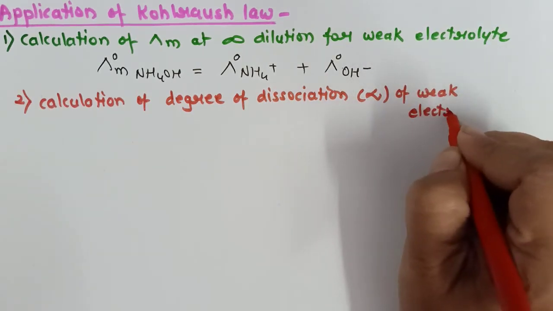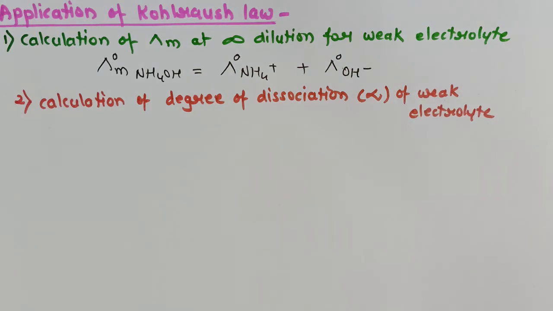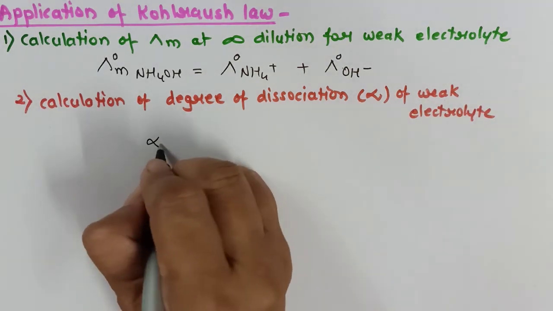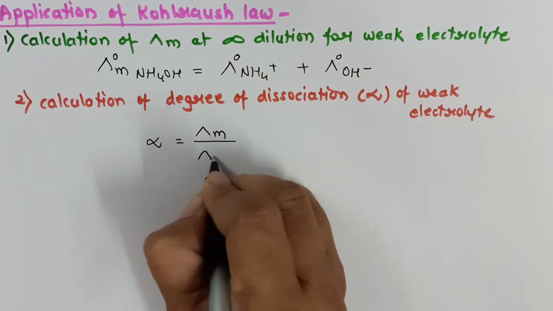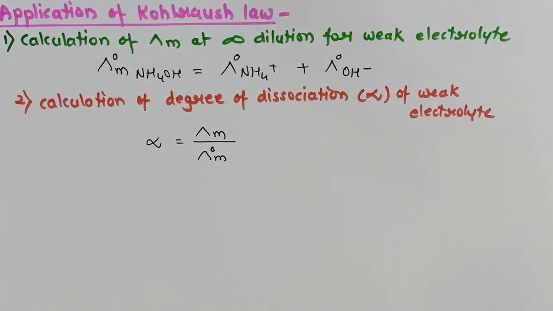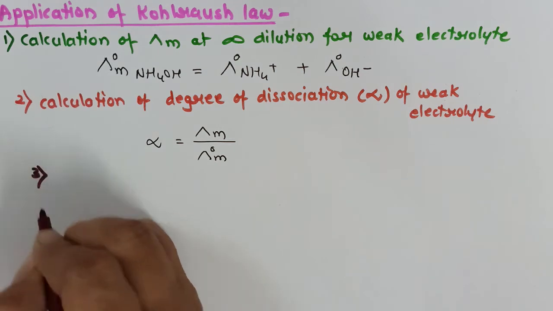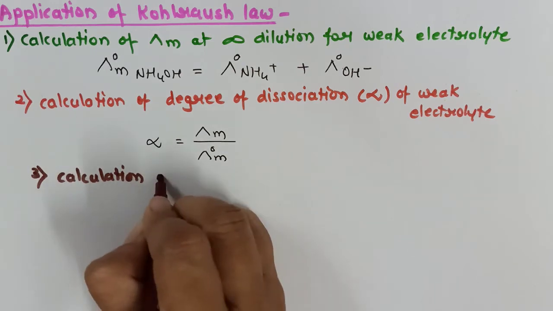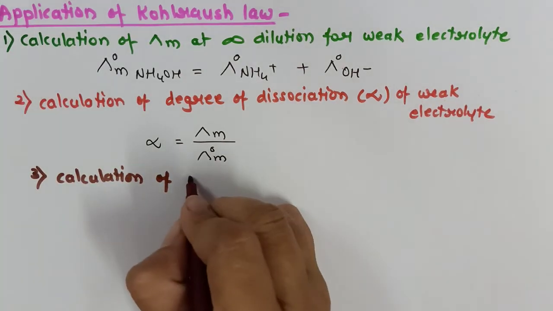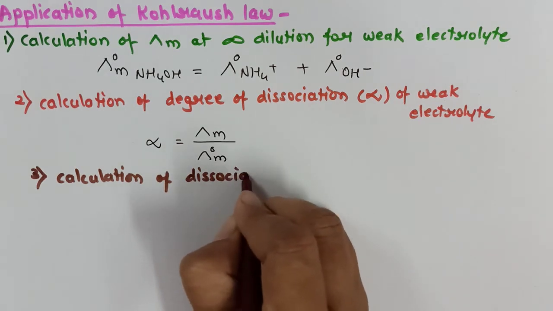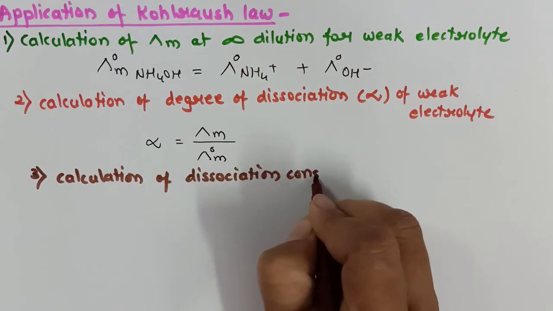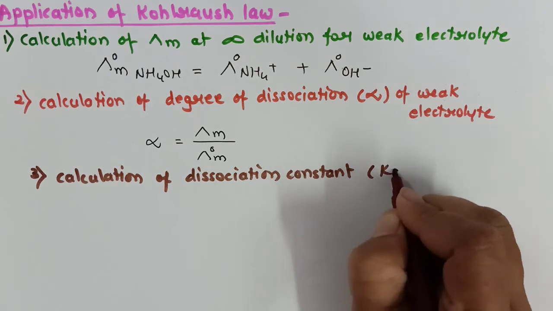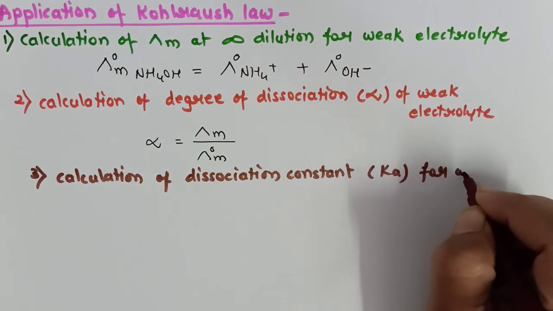He has given a very simple formula. Alpha equals lambda m upon lambda m naught. That is the molar conductivity upon the limiting molar conductivity. The third application of Kohlrausch law is the calculation of the dissociation constant, that is Ka, for weak electrolytes.